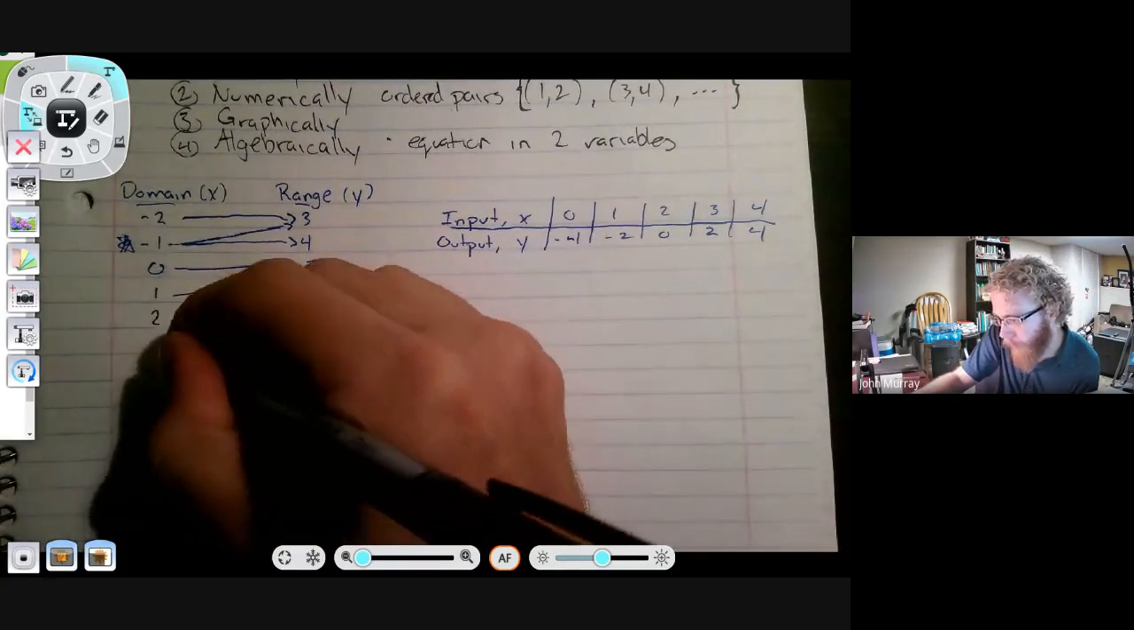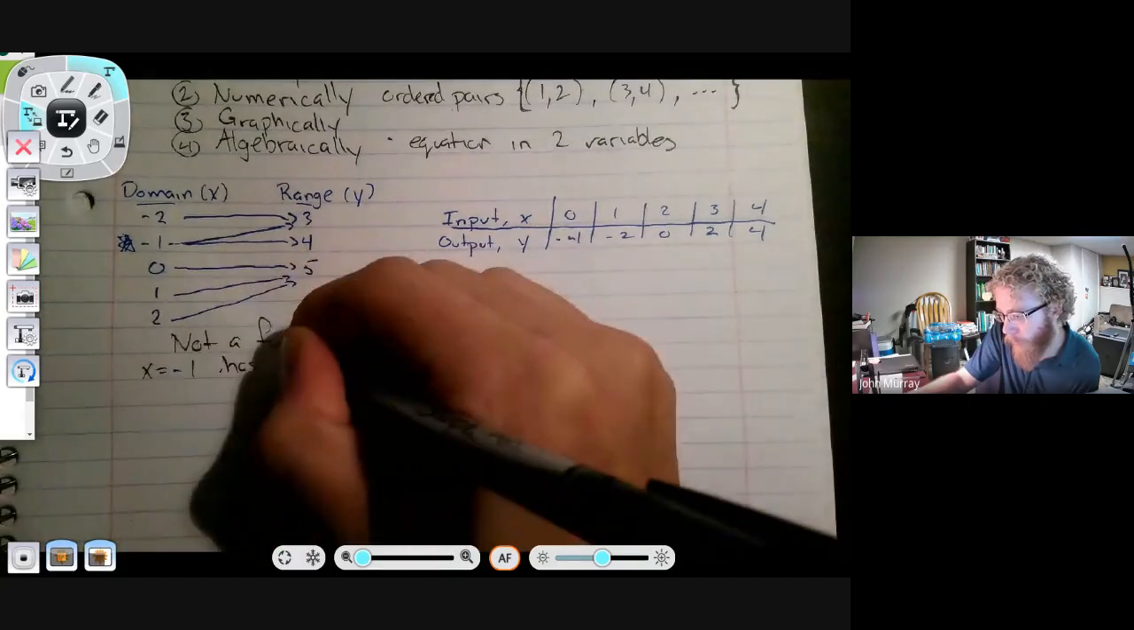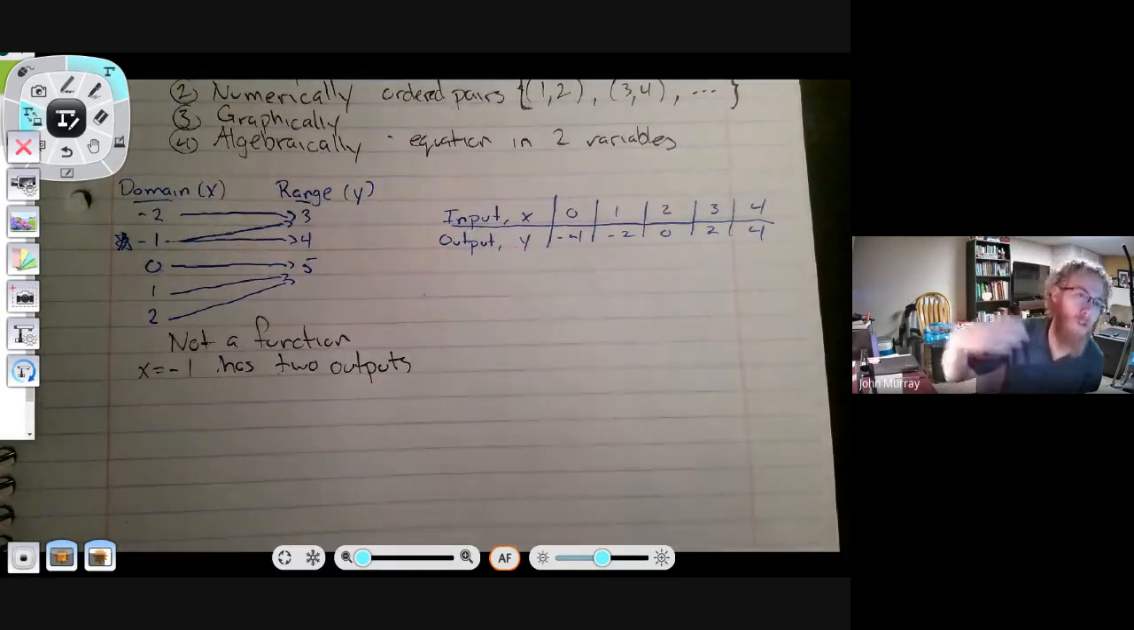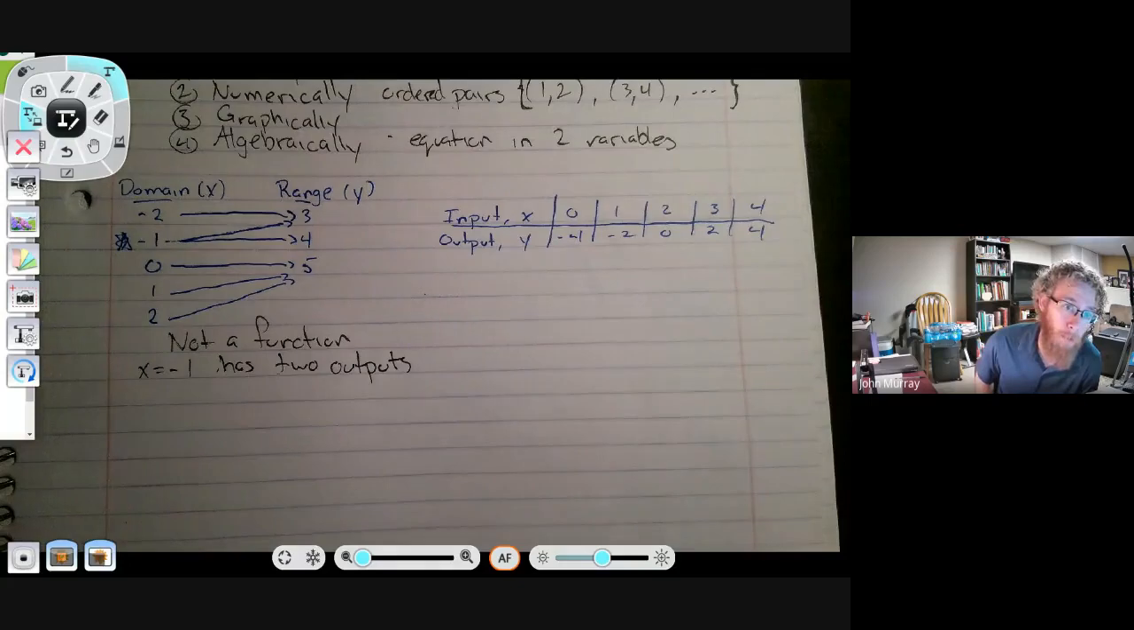So, x equals -1 has two outputs, or it maps to two different numbers, in this case, 3 and 4. So that is not a function.